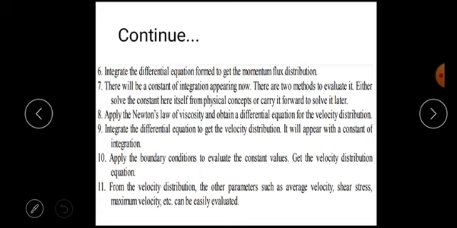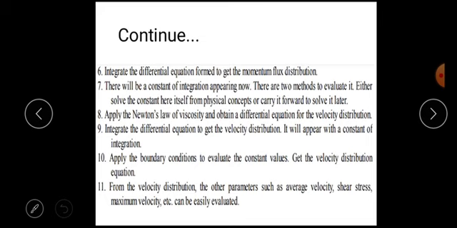Then there will be the constant of integration. There are two methods to evaluate it. Either solve the constant itself from physical concept, which is the boundary conditions, or carry it forward to solve it later. Then apply the Newton's law of viscosity to determine the velocity distribution from the momentum flux distribution. Then integrate the differential equation to get the velocity distribution.